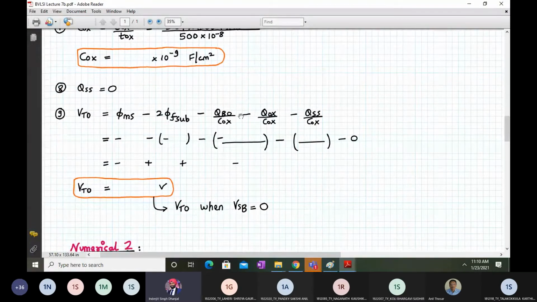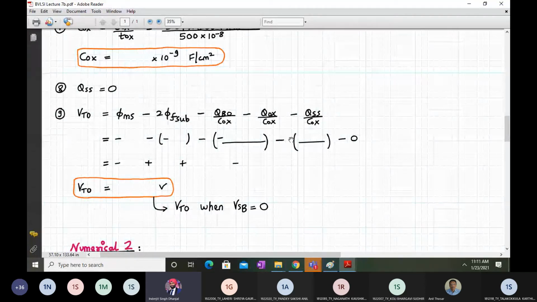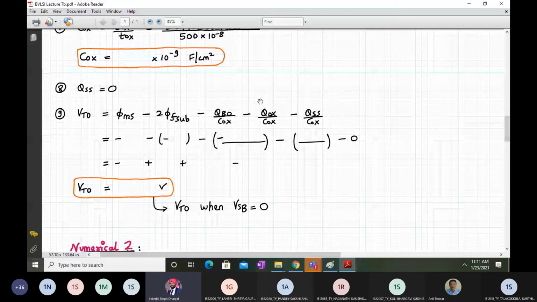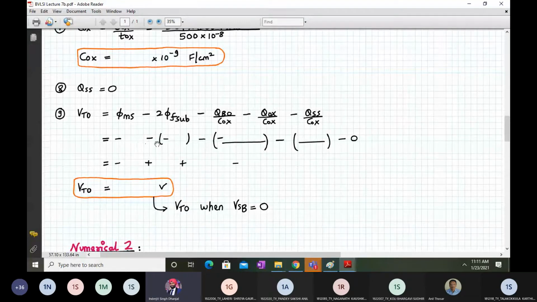Now we write this formula again. Listen carefully, just pay attention. You write this formula again and below you write the values. Don't directly calculate. So you write phi ms. So phi ms you have got as minus 0.9. Here it is twice phi f substrate. So remember there is a minus sign here also. That's why very carefully write this answer. So here it will be minus 0.7.